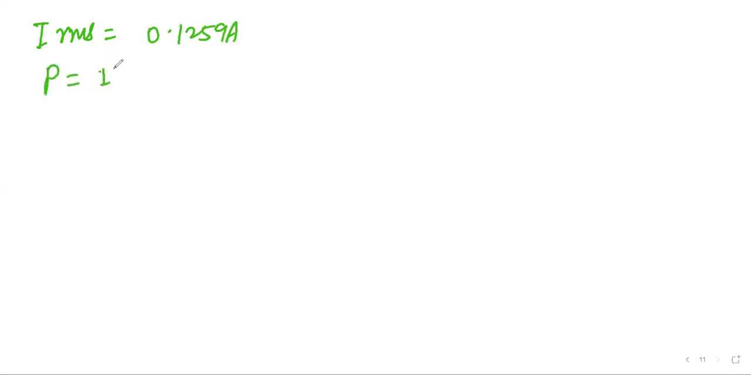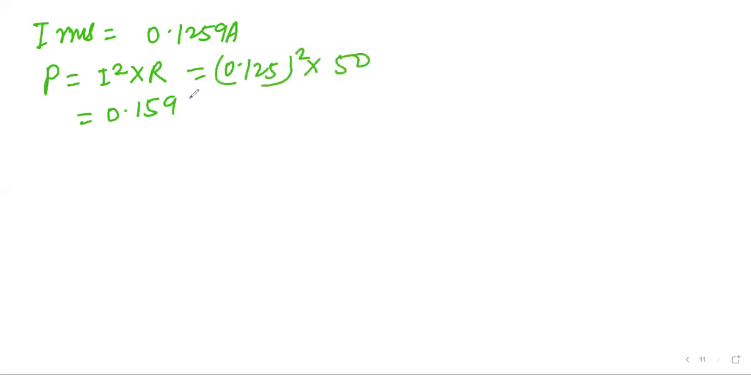Hence, the power lost in the circuit. Power is nothing but I square into R. So it is 0.125 whole square into R, which is 50. So after the squaring, into 50, it will be 0.79 watt. This is the power value.